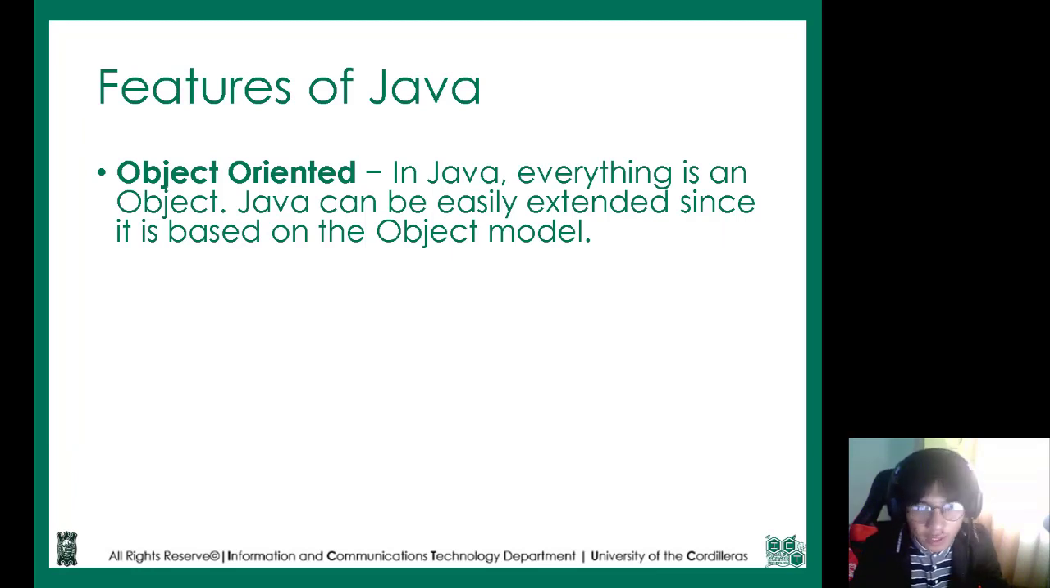First of all, it's object-oriented, meaning everything in Java is an object. Now, we will talk about what an object is in Java programming as we progress in our discussion, especially in the next few weeks. Java can be easily extended since it is based on the object model.